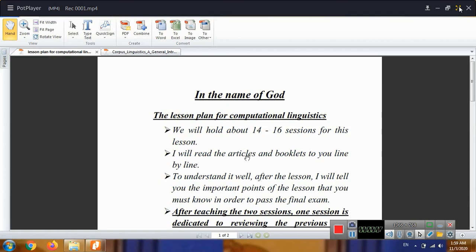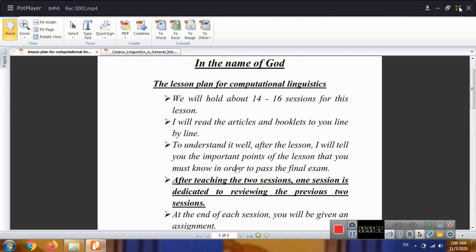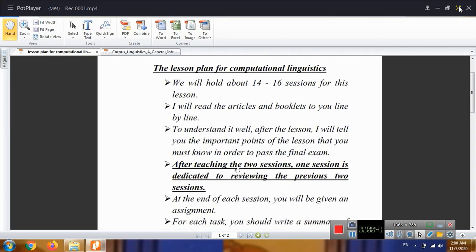In the first session of computational linguistics, I want to give you the lesson plan for this lesson, and I'm so sorry for the delay. In this lesson, which is computational linguistics, we will hold about 13 to 16 sessions. And I will read the articles and booklets, or pamphlets, to you line by line to understand them well.